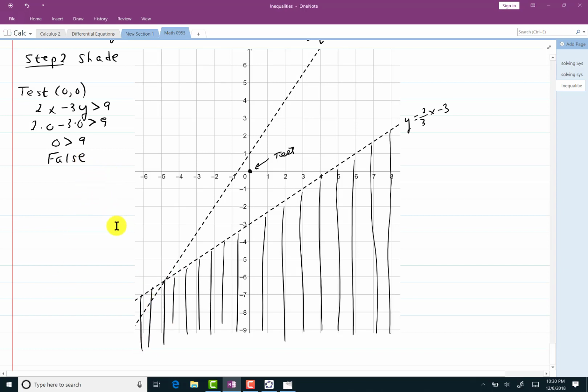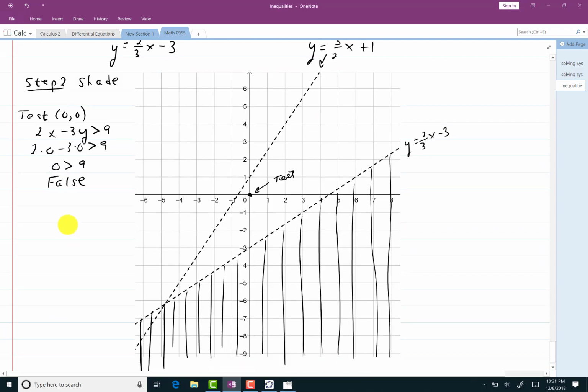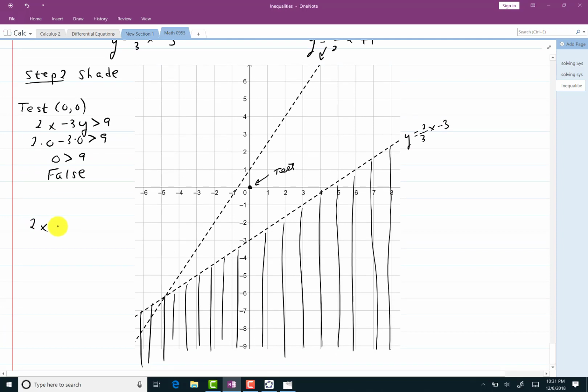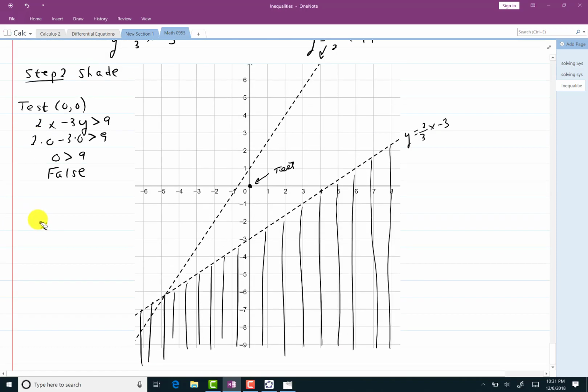Now, for the other line, where did it go? 3x minus 2y is greater than -2. So we had 3x, was it 3x? 3x minus 2y is greater than -2. I'll replace x and y with 0. Here I get 0 is greater than -2, and that now is true. So that means that 0, 0 is a solution for this other line. So I have to shade below that line.